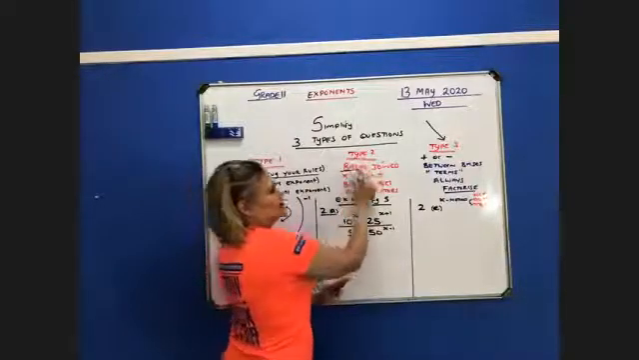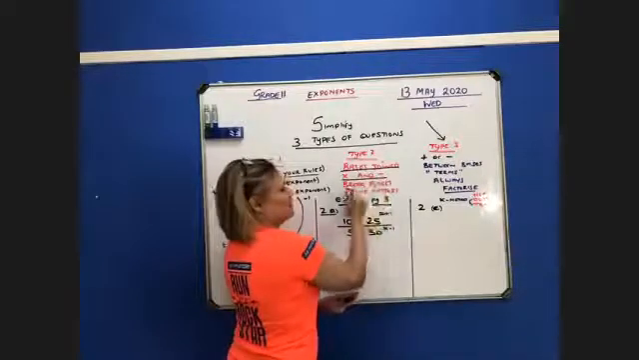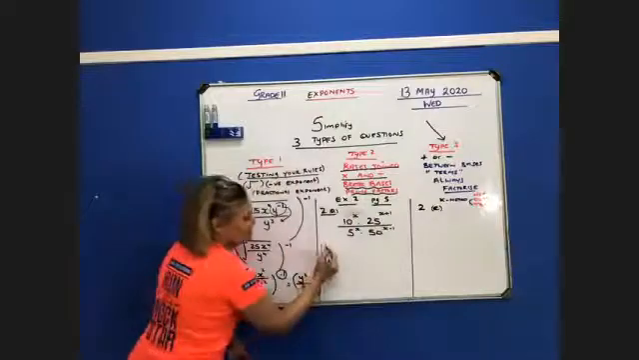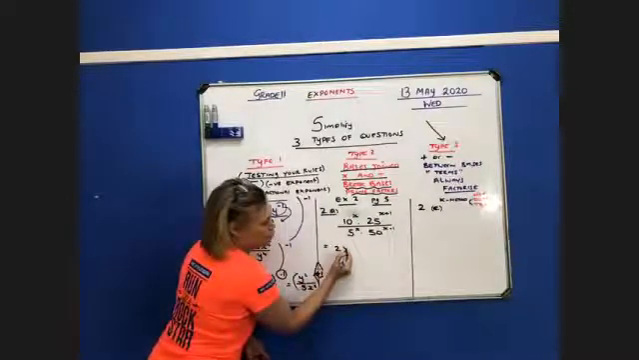So if your bases are joined by times or divide, I want you to break the bases into prime factors. You can go 2 times 5.